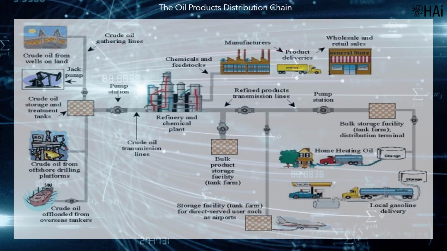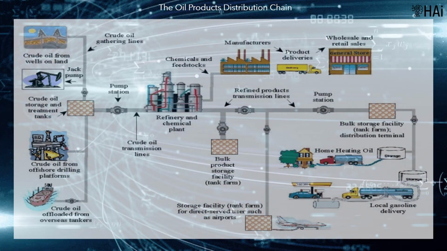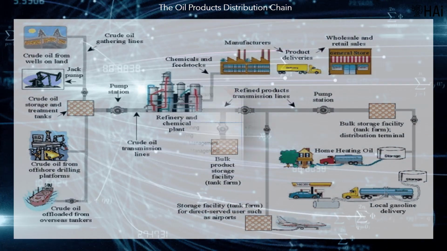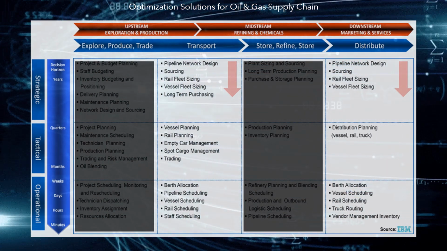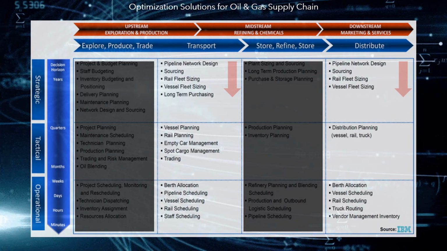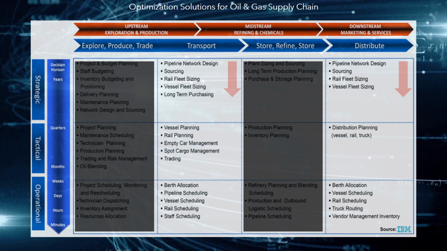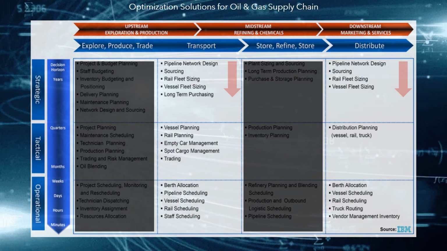The distribution chain of petroleum products begins in refineries, and ends at the sites of consumption of different types of products. Optimization solutions in the transport and distribution chain of petroleum products can be classified by their hierarchy: strategic, tactical, and operating. Several of these applications will be discussed below.